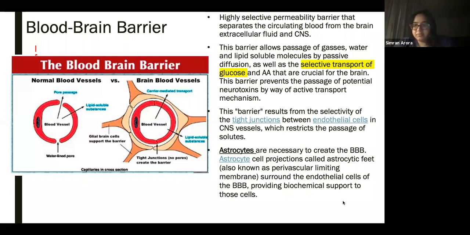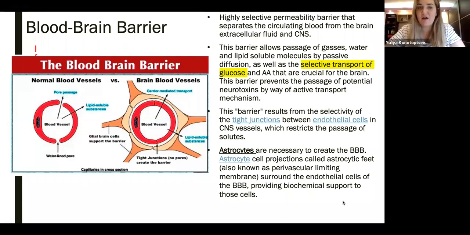Astrocytes. Very good. We have two types of astrocytes. We have protoplasmic and fibrous astrocytes. What is the location of the protoplasmic astrocytes? They are in the gray matter, while fibrous astrocytes are going to be in the white matter.